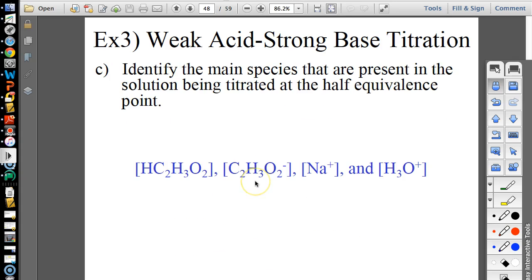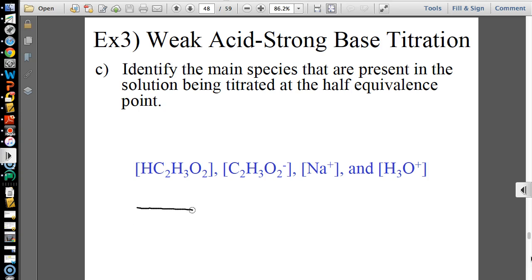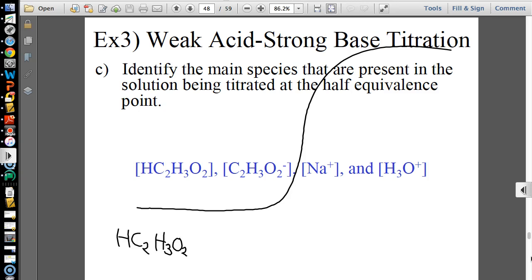And then the main species present at the half equivalence point, I like to draw this little graph. At the beginning, when I don't have anything else in there, I have the acid here, right? And then at equivalence, the sodium is coming from the hydroxide, right? So at the beginning, I have that, and some of that's going to dissociate. At the very beginning, I have that. Are we okay there? If I add this to water, then I get that guy. You okay with that?